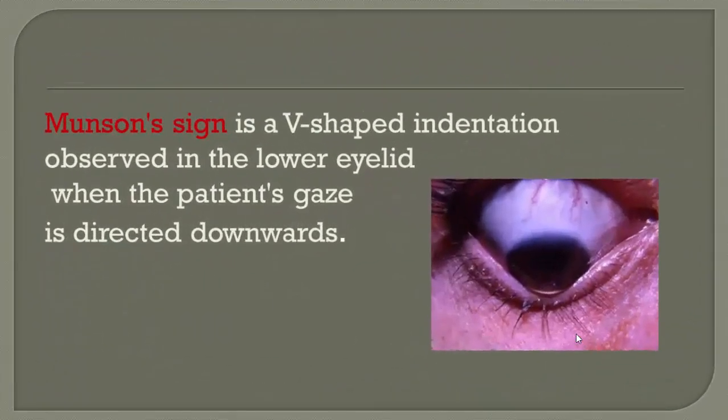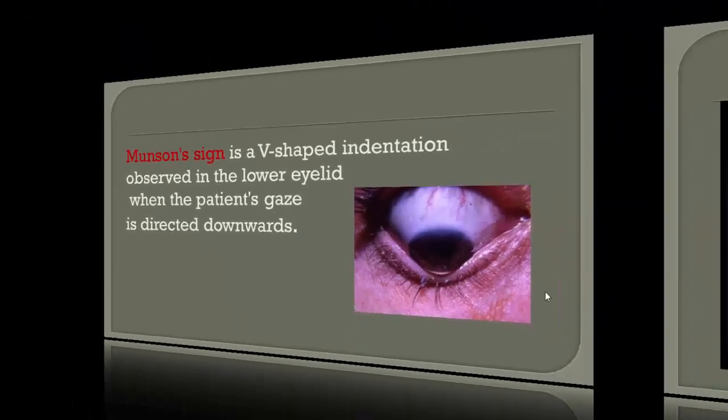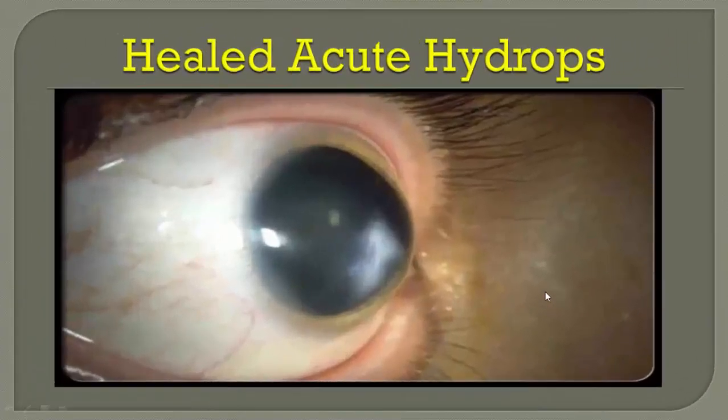Munson sign is a V-shaped indentation observed in the lower lid when the patient's gaze is directed downwards, like this photo. When acute hydrops has healed, usually healing ends by corneal opacification, like this photo.